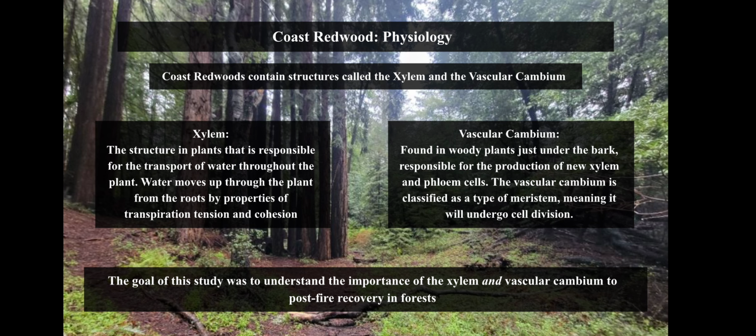We have the xylem, which in simplest terms is what gets water throughout the tree, and we have the vascular cambium, which is found only in woody plants and is known to be the part of the tree responsible for cellular division and making new xylem and phloem cells. While the xylem and vascular cambium have been studied separately before, the goal of this paper was to examine them both in the post-fire recovery to the coast redwood forests.